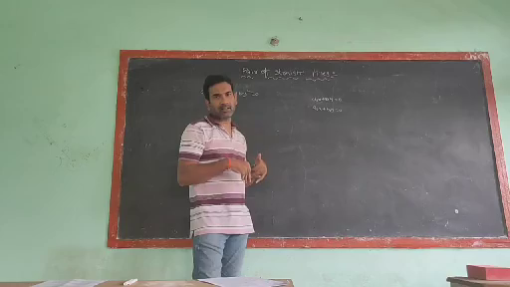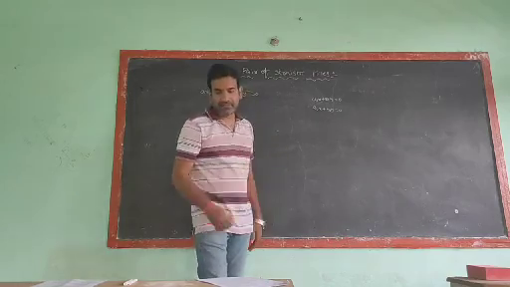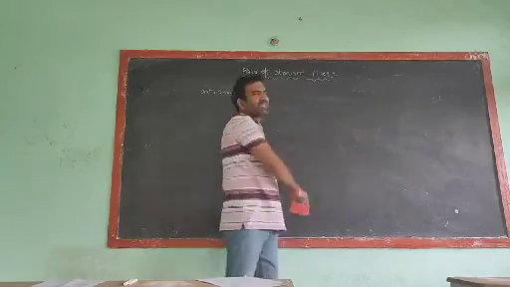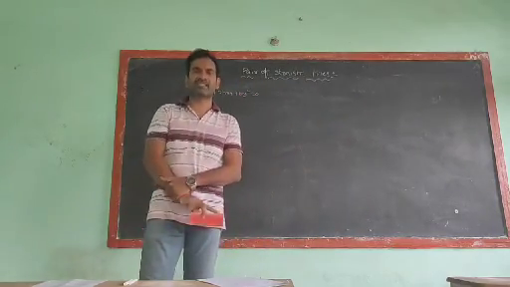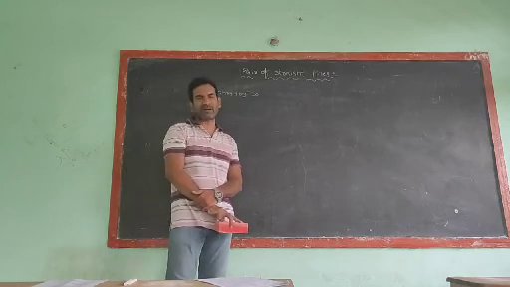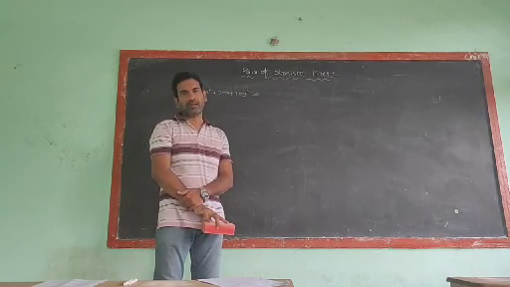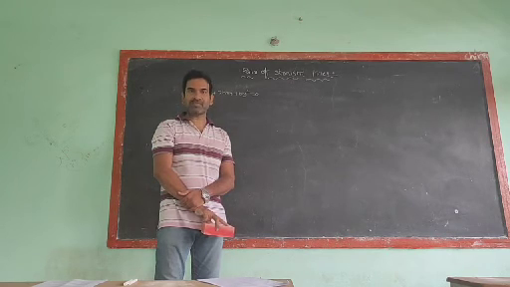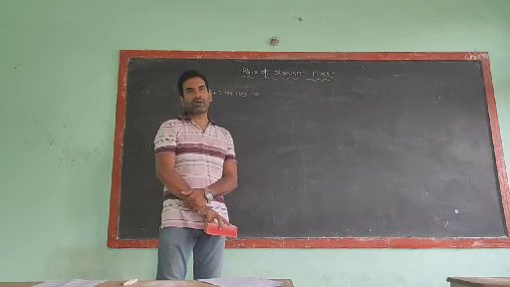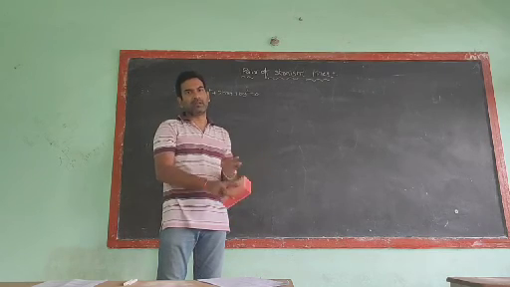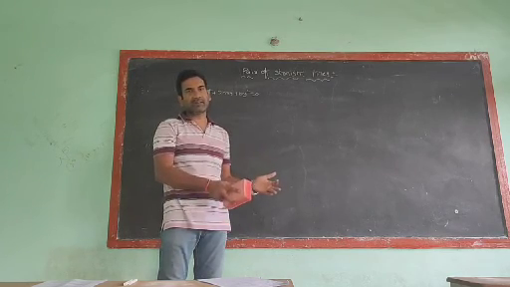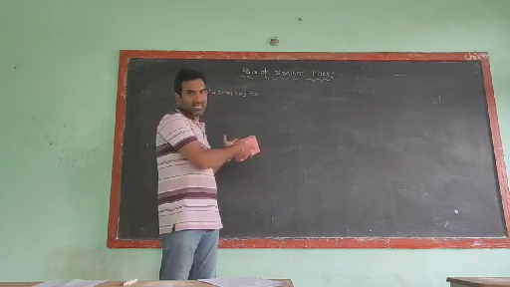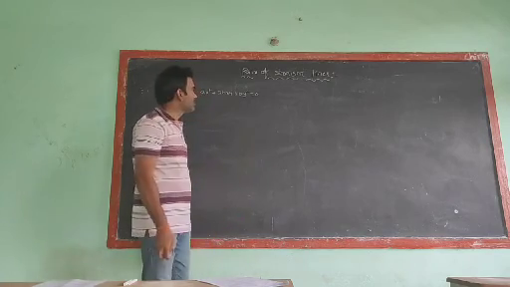Suppose we take the straight line equation in the slope intercept form. What is the slope intercept form of a straight line? y equal to mx plus c. Suppose the c value equal to 0, then that straight line is passing through the origin. So today I am just taking another model. In this way it is very easy also.